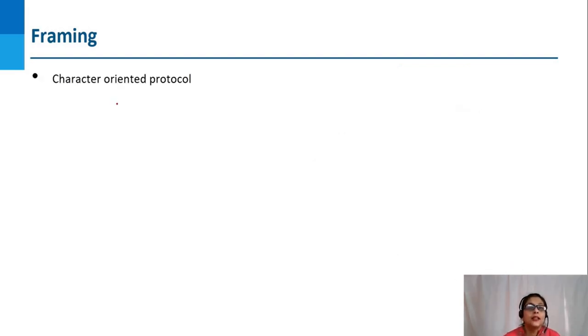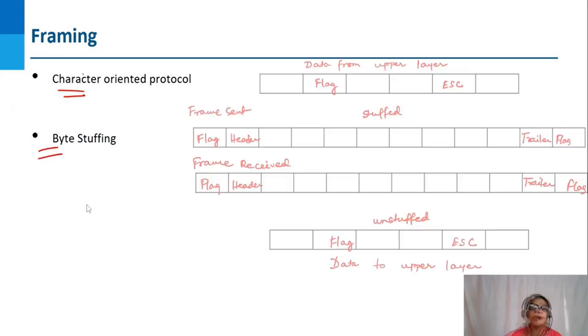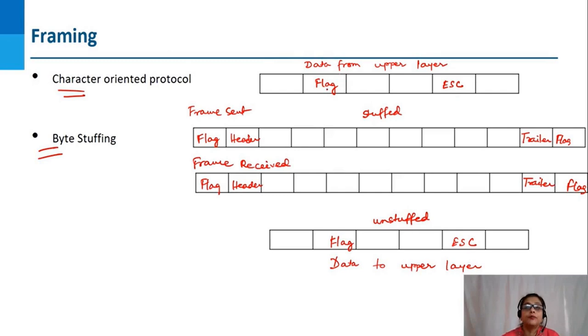Let us understand the character-oriented approach of framing. Let us understand the byte structure in framing. So here there is a term which is called byte stuffing, which we will learn very shortly. Let's say this is the data from the upper layer that is coming to the data link layer, and when it comes to the data link layer, we have to add one header that consists of the source address or the destination address and the trailer which consists of the control information along with the error detection and correction codes.